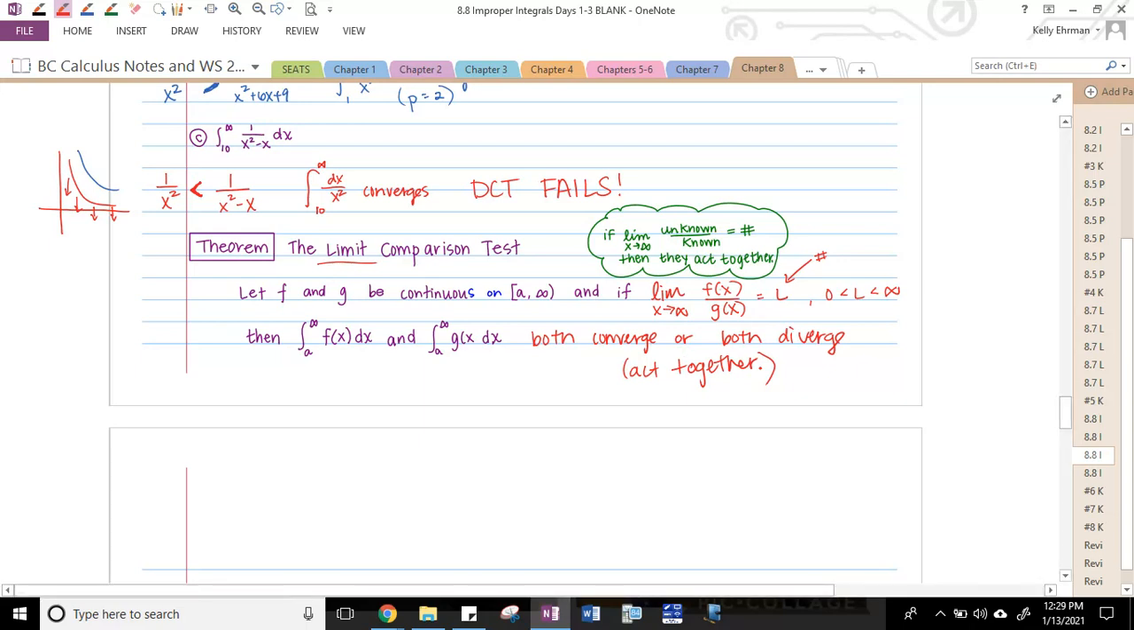But what are we talking about with this f over g? One of these functions we're going to know what the integral is. So for example, I know what that p integral does, it converges. And then one of them we're not going to know, like the original problem in C. And so you want to put your unknown function over your known function. And then that will be the ratio that we're looking at to see, does that limit come out to a number? If so, they act together. So when we do this problem on the next page, if we get a number, we will know since this integral converges, then my unknown integral must converge as well.